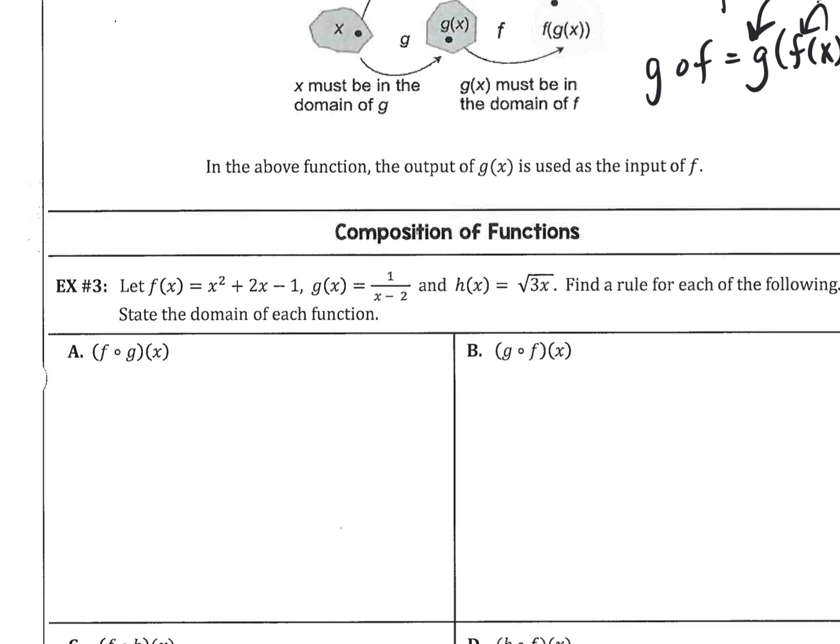Composition of function says f of g of x. So we're going to take g, whatever that is, and plug it into f. Everywhere there's an x, we're going to plug that. So what is f of x? Let me just show you the whole thing. F is x squared plus 2x minus 1. So what we're going to do instead is everywhere we have an x, we're just going to leave a space.